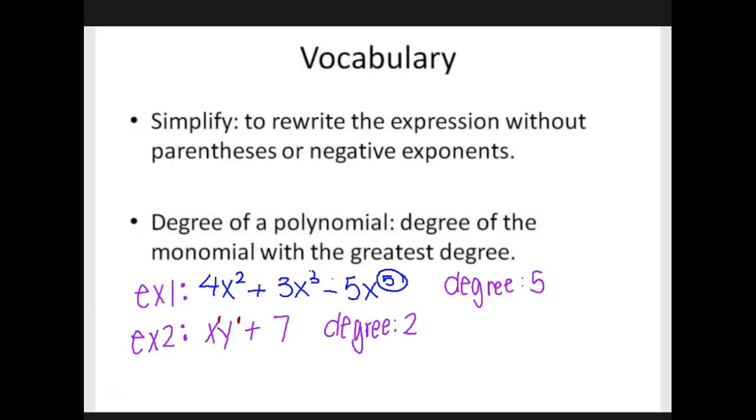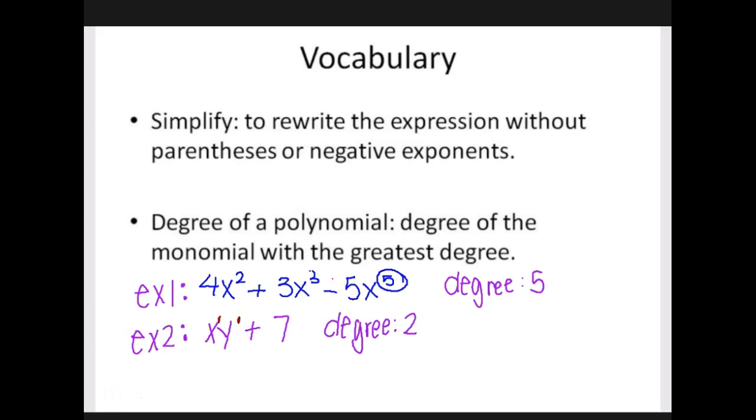So that's just a review of where we were. Now where we're going, polynomials. So quadratics are a type of polynomial with degree 2. Polynomials are anything that is a degree greater than 1. So the degree of a polynomial is the degree of the monomial with the greatest degree.